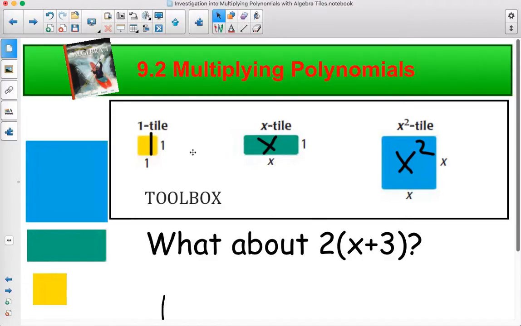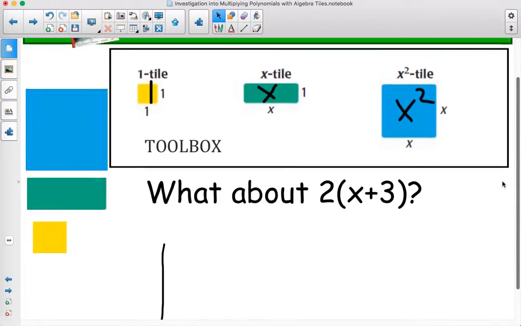The yellow pieces are area 1 because they're length 1 by 1, we're going to say. The green pieces, they're area x. And the reason that they're area x is because they have the same width as the 1. They're 1 wide, and their length is x. And 1 times x is x. The blue guys, they're square, and their length is x by x on each side. And you'll see that they line up the same as the green ones in their length. It's x by x, so its area is x squared. And we're going to use that to help us visualize what about 2 times x plus 3.